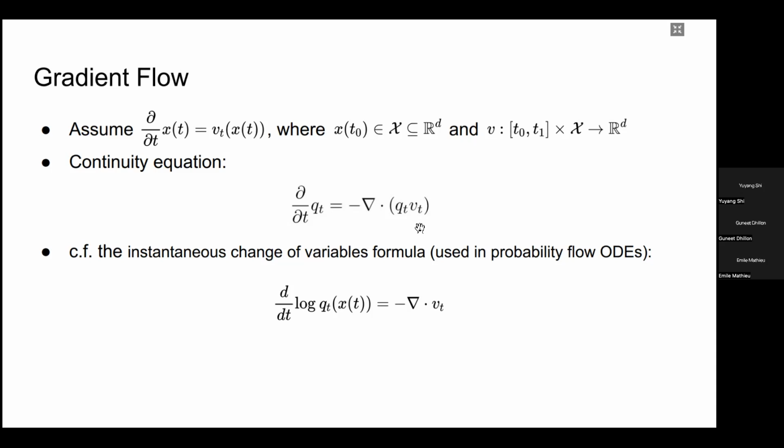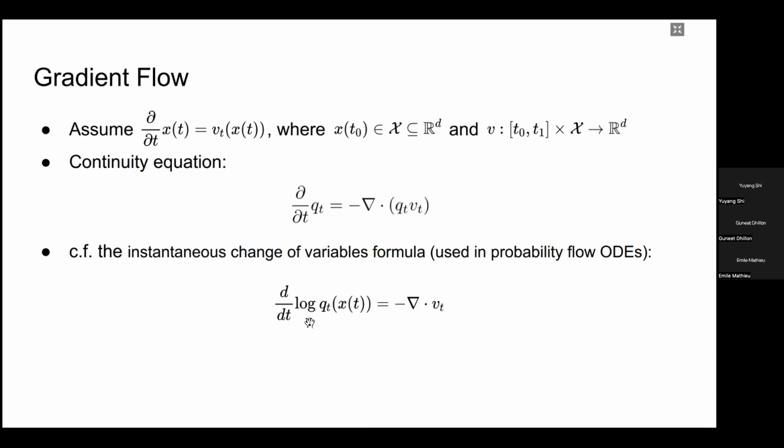There's also a very similar and related formula that's seen more often in diffusion models, which is the probability flow ODE. I'm including it here just as a reference. Here you get the full total derivative because x depends on t. So that's something to be careful about.